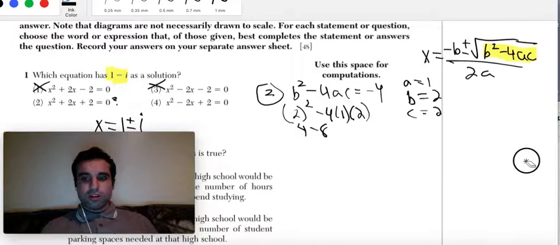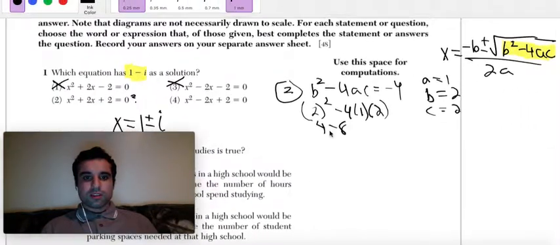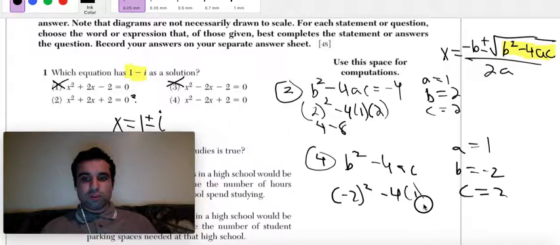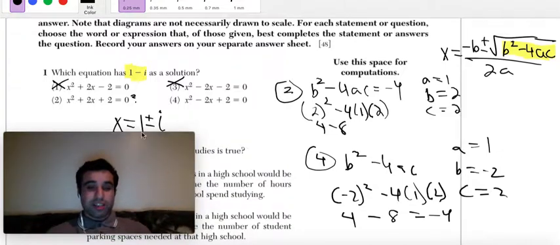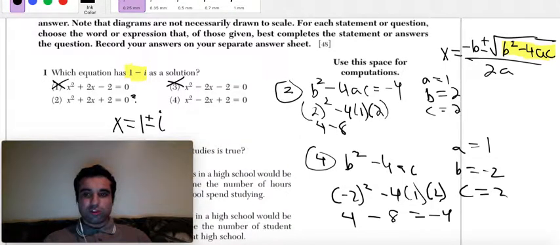Choice 4, let's find out if it's a candidate. For choice 4, b squared minus 4ac, where a is equal to 1, b is equal to negative 2, and c is positive 2. That becomes negative 2 squared minus 4 times 1 times 2. That's 4 minus 8, which is negative 4. So both of these have a discriminant of negative 4. Let's just find out which one gives us 1 plus or minus i as a solution.